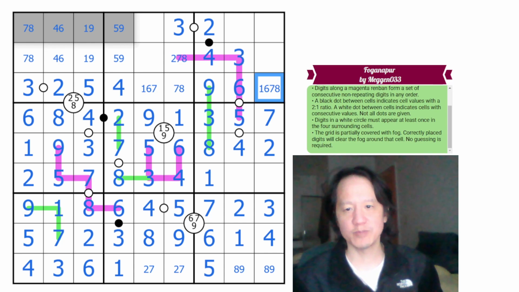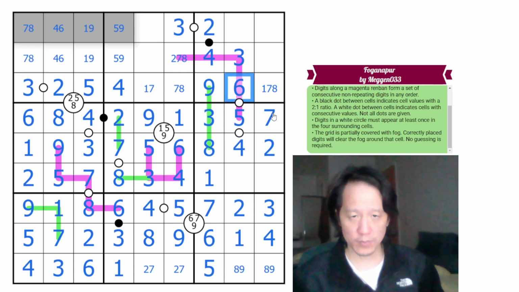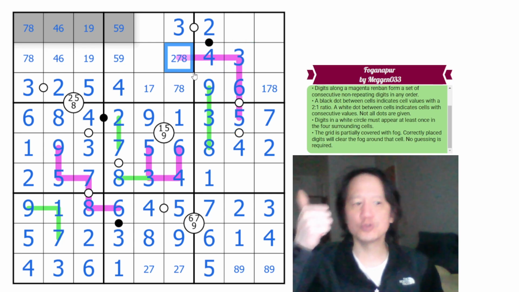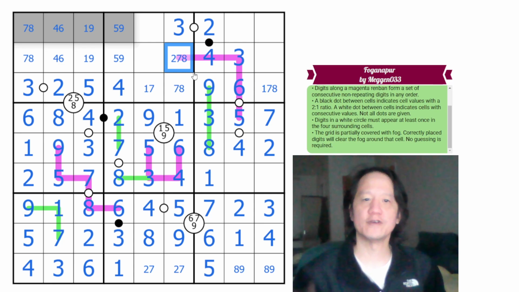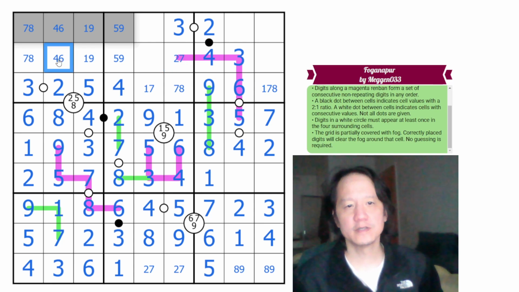Okay, so this can't be 6 anymore because of this 6. This can't be 6. This has to be 2 or 7 to complete the renban because it's either 2, 3, 4, 5, 6 or 3, 4, 5, 6, 7. So it cannot be 8. This can't be 4, so this is a 6, which makes that a 4.